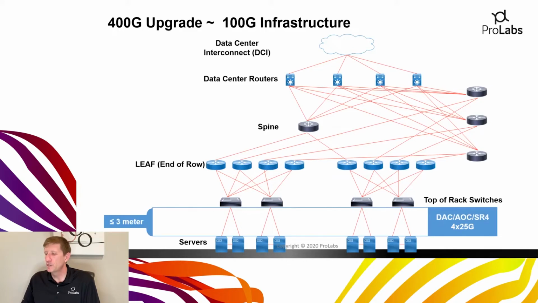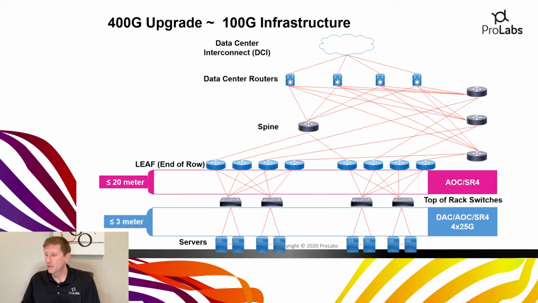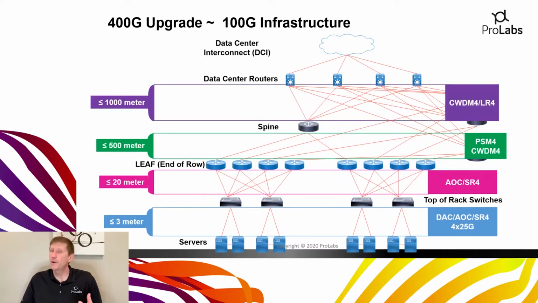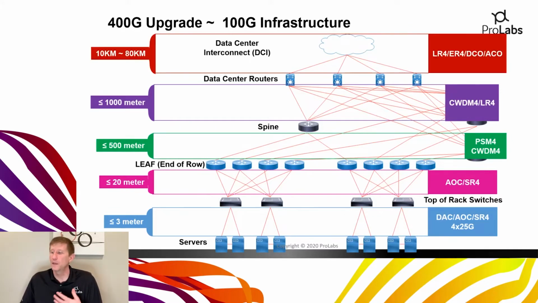So for each segment of the network, from the top of rack, we may have DACs, AOCs, short reach transceivers, to your end of row, you're going to have maybe AOCs or SR4 type transceivers. To your 500 meters, you're going to use either PSM4s or CWDM4s. All the way up to one kilometer, where you have CWDM4s or LR4s, and up to your data center interconnects, where you have your LR4s, ER4s, or even coherent type modules. So this is very basic, very standard data center architecture today.